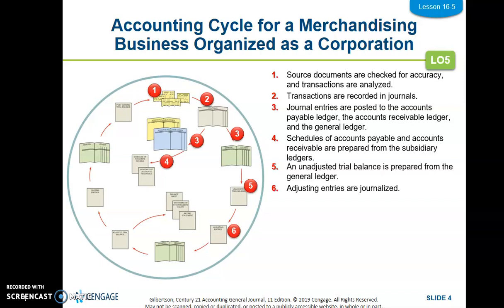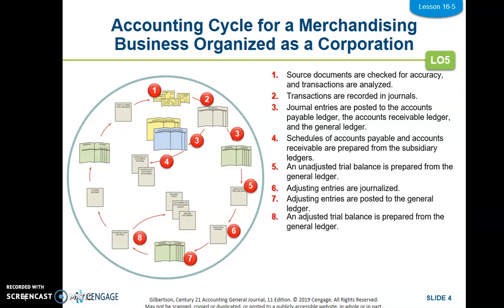The adjusting entries are journalized. Let's take, for example, supplies. At the beginning of the month, they had supplies valued at $6,000, but by the end of the month, they have a supply value of $2,000. That means they adjust the entry by $4,000 because that shows how much they used. Adjusting entries are then posted to the general ledger. An adjusted trial balance is prepared from the general ledger.